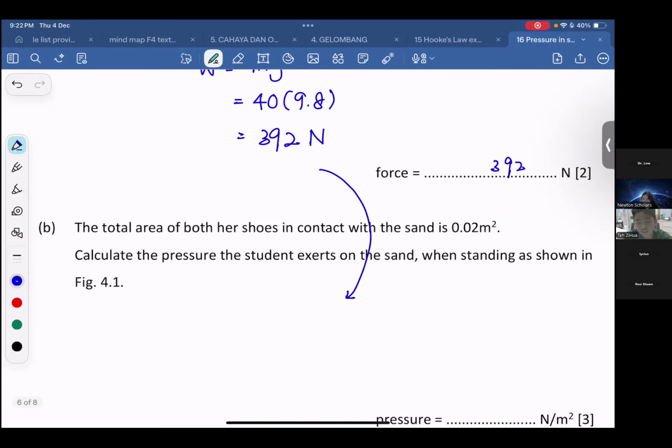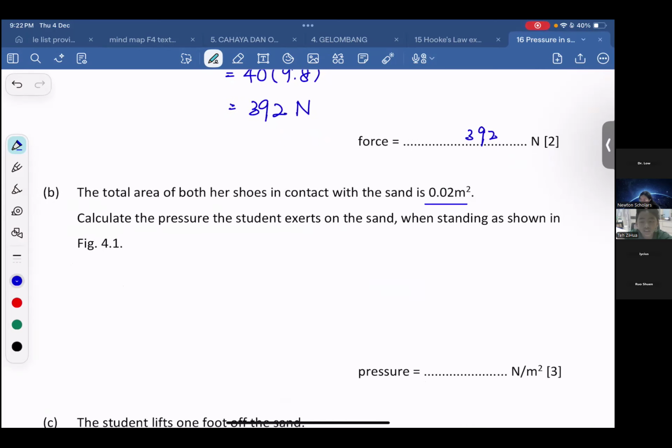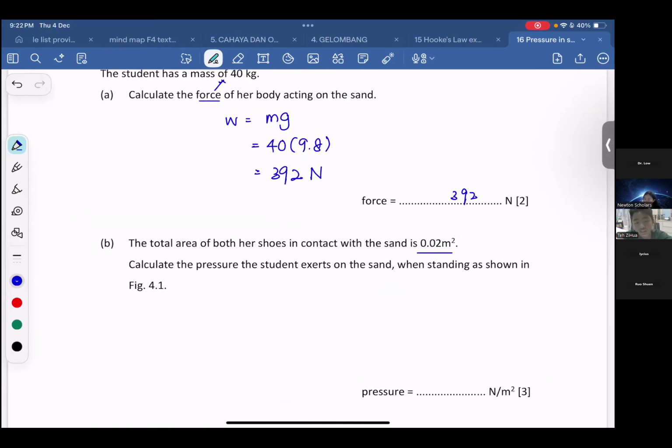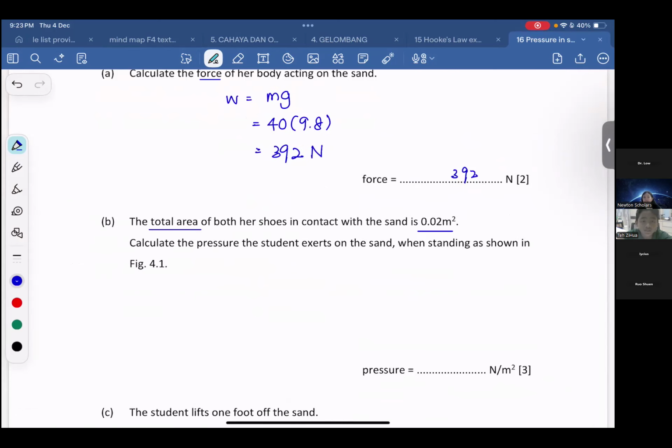Okay, here: the total area of both shoes in contact is 0.02 meter square. Calculate the pressure the student exerted on the sand when standing as shown in figure 4.1. Okay, this is the total area. They already told you the total area. Some of the questions, they like to trick you. They will tell you that the area for one shoe is 0.01. Then you have to know you have two shoes, times 2. So you need to read the question carefully. It's not that you see the value and then just apply it. No, you have to digest and think. Should I times 2 or not?